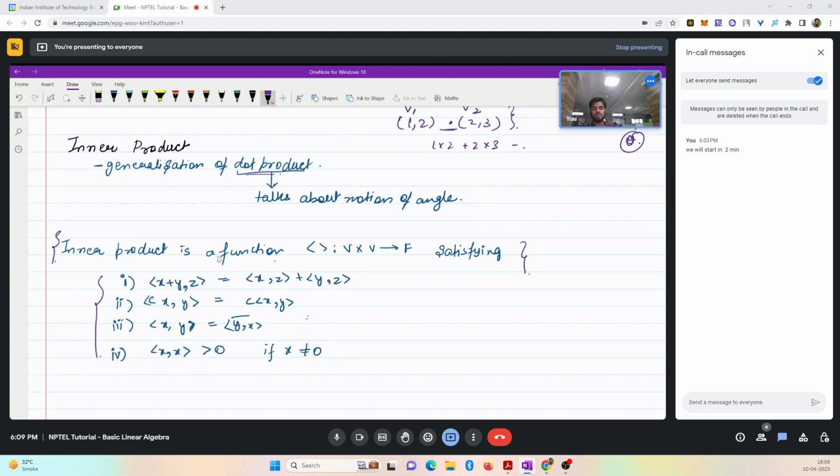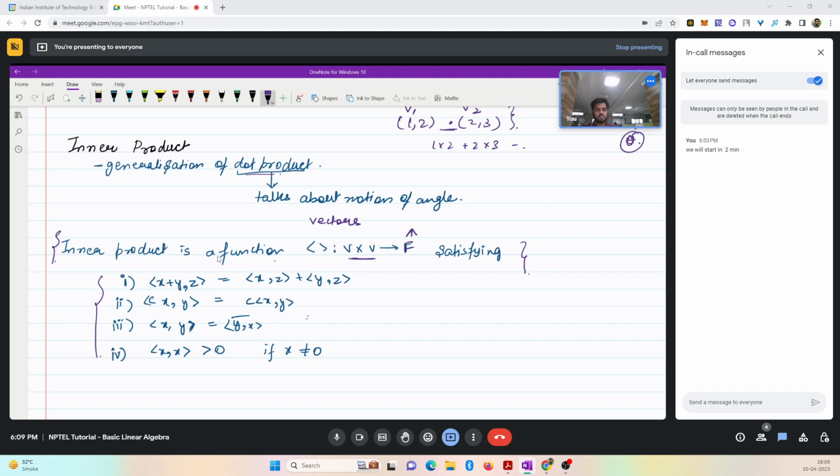Okay, so now to define what an inner product is. An inner product is a function from vector space cross vector space. It takes as input two vectors and returns a scalar from the field on which this vector space is defined. These things should satisfy these four properties.